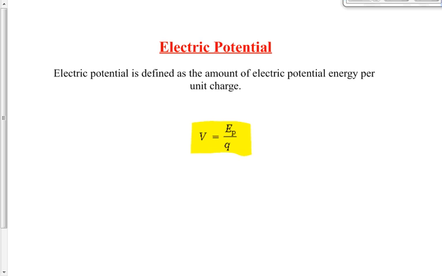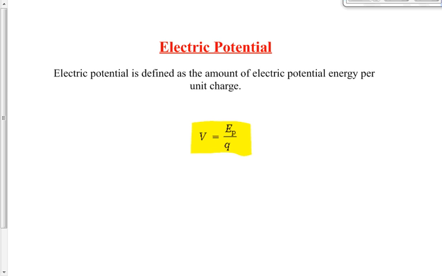Now, one more new term. This is close to one that we looked at last week. We talked about potential difference. Electric potential, again, is related to energy. But how is it related to energy? It's the amount of energy per coulomb.